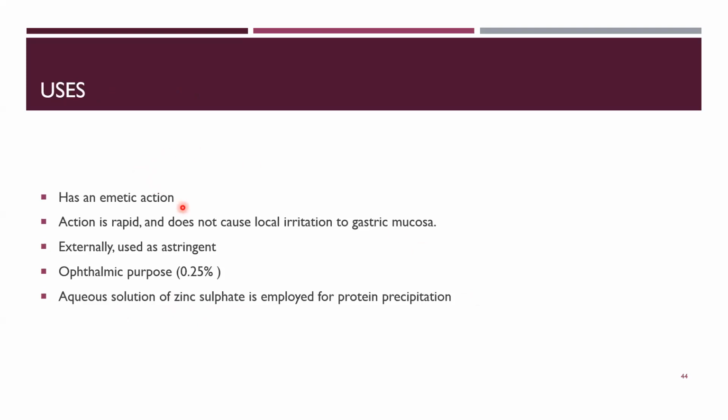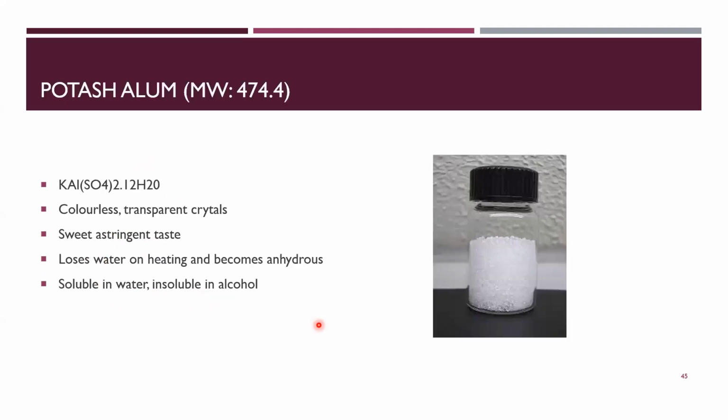Then it has emetic action. It is used as an astringent externally. It is used for ophthalmic purposes at 0.25%. Then an aqueous solution of zinc sulfate is employed for protein precipitation.